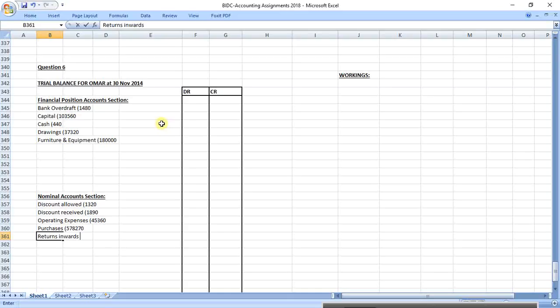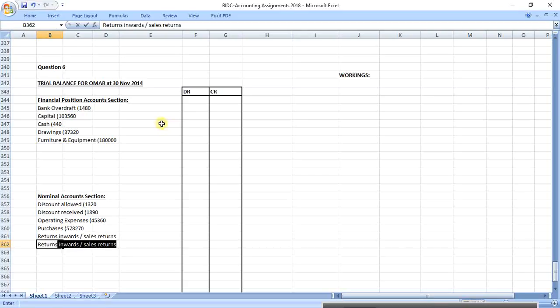Okay, which would actually be called what? Purchases returns. No, no. Sales returns. Yeah, sales returns. So I just want to put a note here. Returns inwards / sales returns. Okay, that's actually what you would call it. Okay, returns inwards is sales returns. And then returns outwards. That would be purchase returns.